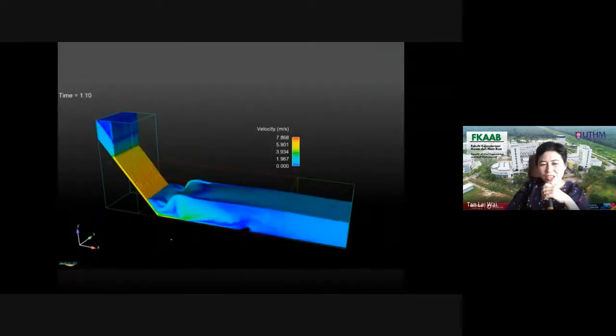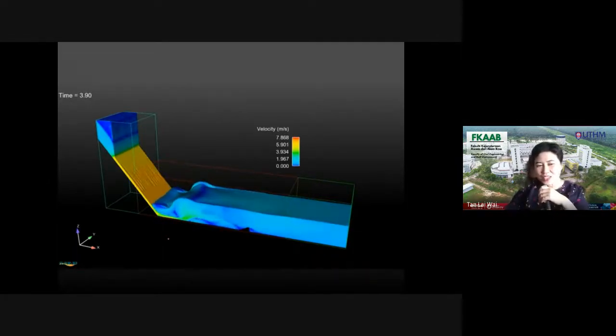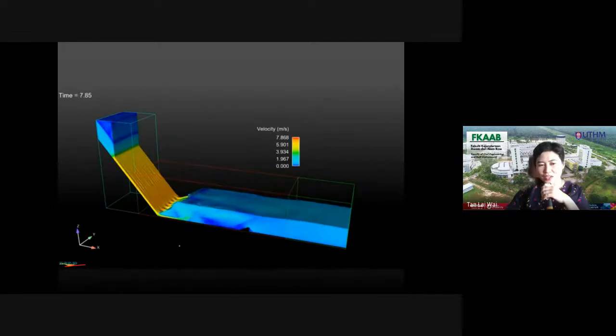When you are working on your master's or PhD, you probably will be using commercial Flow-3D, a commercial numerical modeling software. You can simulate such a flow. This is the flow when you release flow. This is the initial condition, release flow. This is what you get. You can see it actually helped to reduce the velocity compared to the flow coming down.